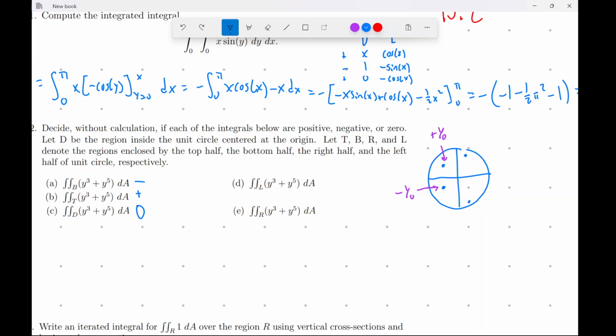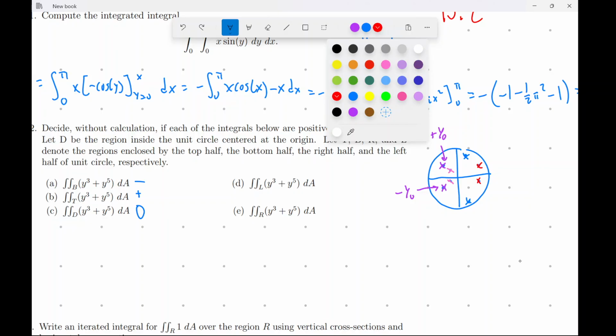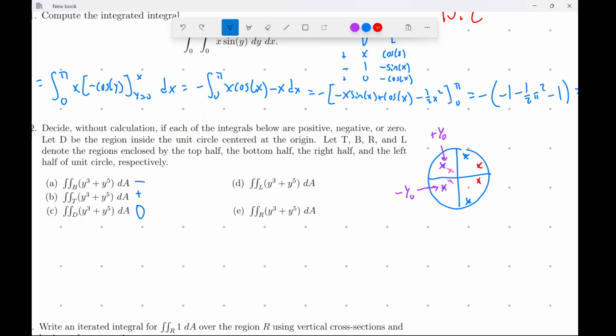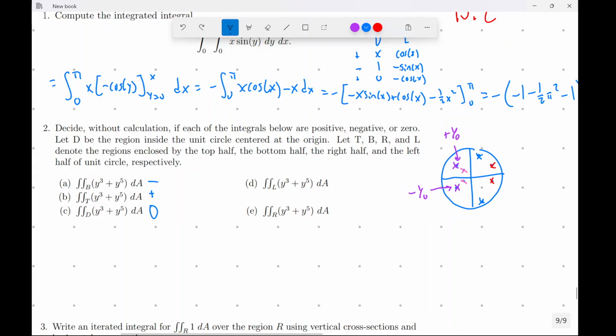We're doing a double integral. We're integrating over all the points in the circle. Then these two will cancel out because they have the opposite sign. These two will cancel out because they have the opposite sign. And these two will cancel out because they have the opposite sign. And so because the circle is symmetric, this integral is going to be 0.